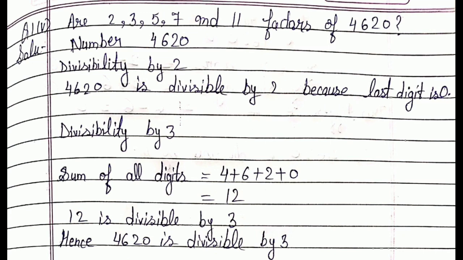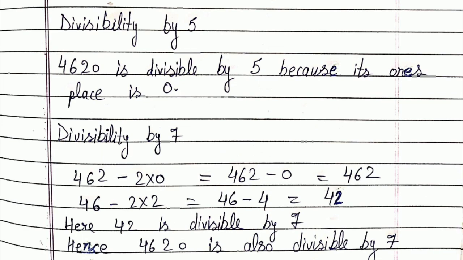Now we will check the divisibility by 3. For this we will add all the digits. After adding we are having the total 12. 12 is divisible by 3, hence 4620, this whole number, will be divisible by 3. Now we will check the divisibility rule by 5. So in this number 4620, the last digit is 0, and we know according to the rule, if the last digit is 0 or 5, then the number will be divisible by 5. So we can say that this whole number is divisible by 5.